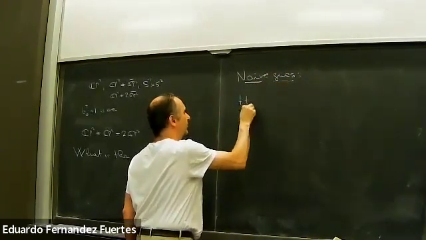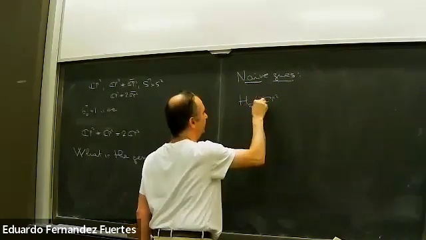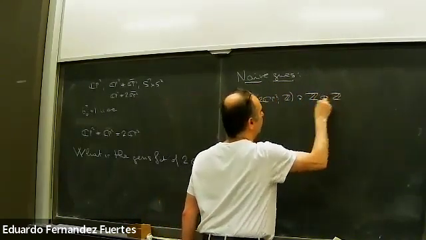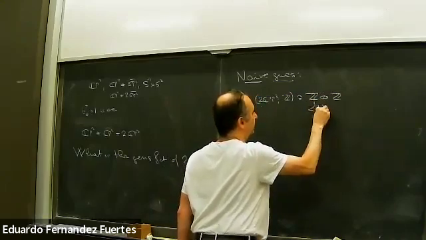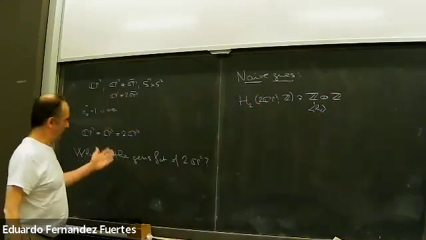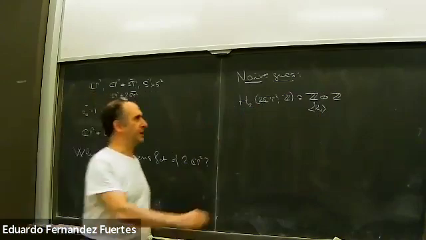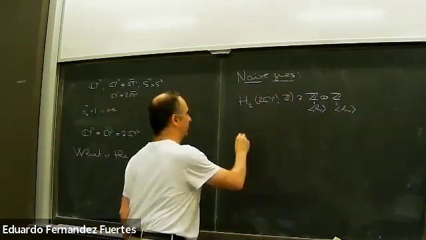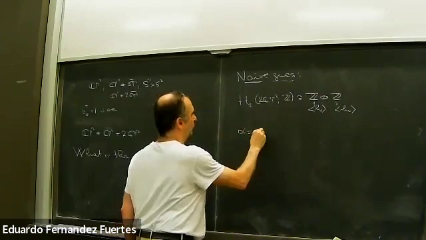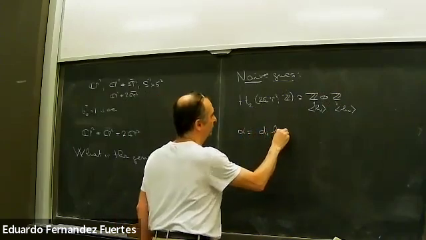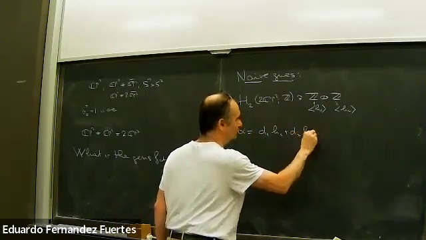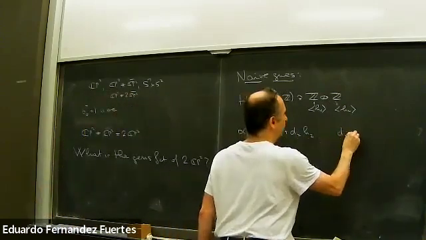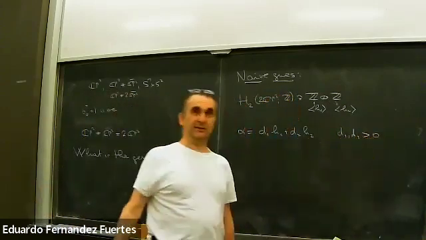So the second homology of 2CP2 is just Z plus Z, generated by the projective line in the first copy and the projective line in the second copy. And so alpha should look like D1 H1 plus D2 H2. For simplicity, assume that D1 and D2 are both strictly positive.